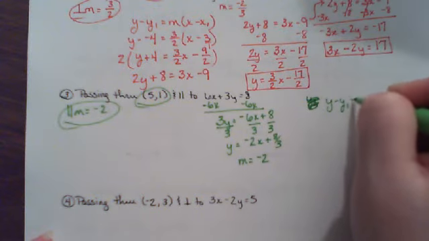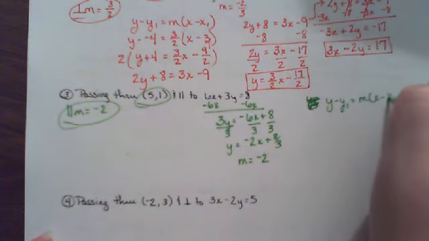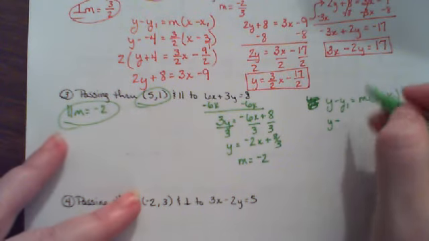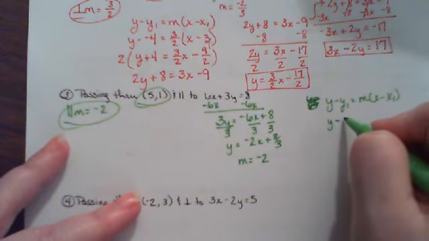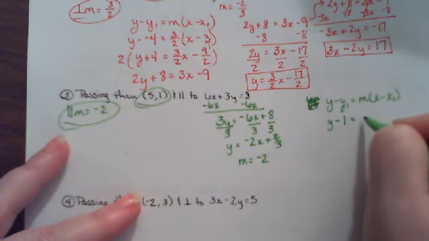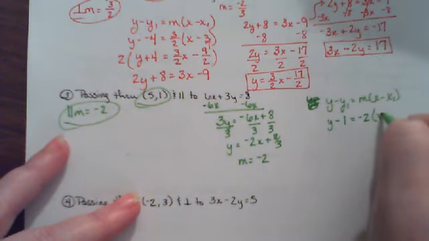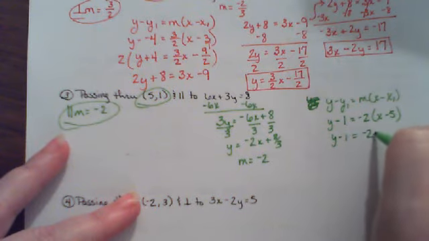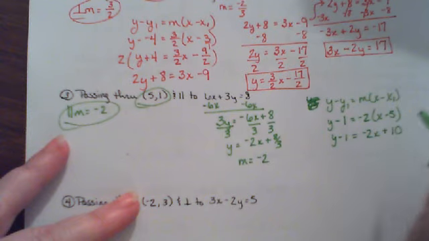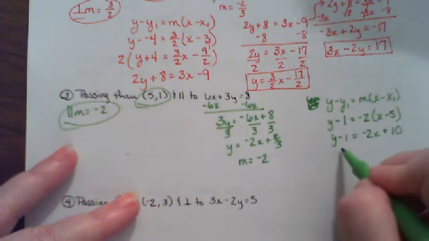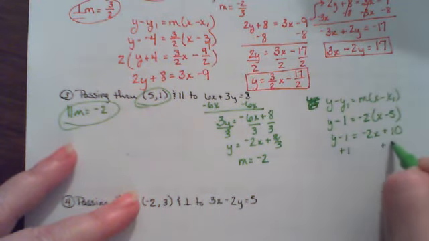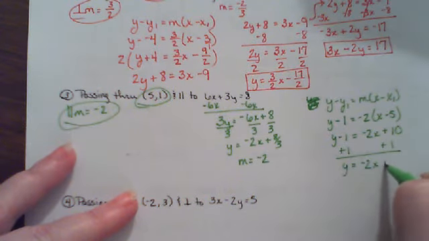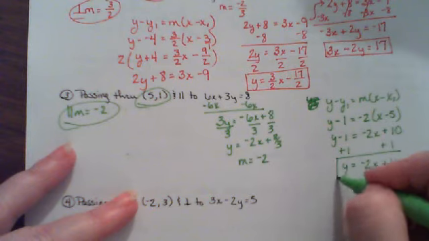y minus y1 is equal to m times x minus x1. y1 is 1. m we said was negative 2. x minus 5. Negative 2x plus 10. Add 1 to both sides. y is equal to negative 2x plus 11.